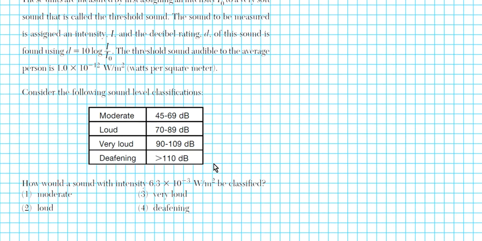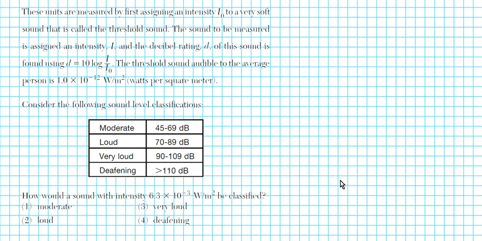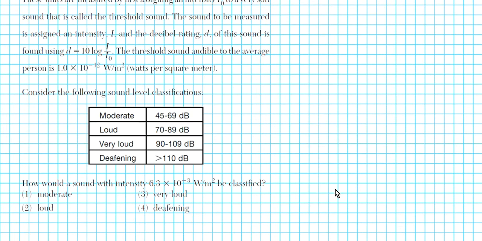So we have 4 sound level classifications here. So the question is, how would a sound with intensity 6.3 times 10 to the negative 3 watts per square meter be classified? Okay, so we already have the formula provided for us. So let's rewrite the formula for determining the sound level classification of a particular sound intensity. So the formula is D is equal to 10 log base 10 of I divided by I sub 0.